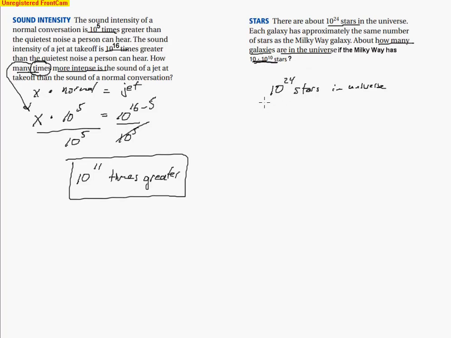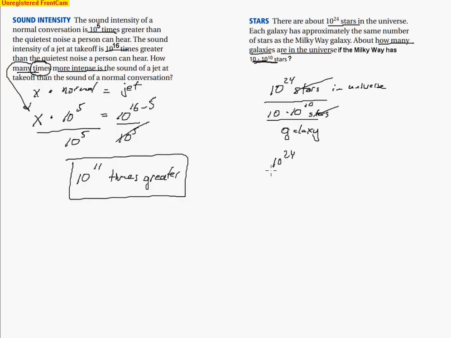So what we're going to end up doing is we're going to cancel out the number of stars, and we're going to end up doing that by dividing by the number of stars there are in the Milky Way. So 10 times 10 to the 10th stars per galaxy. And so what we'll end up doing is canceling out the stars, and that'll leave us with the number of galaxies. And so we end up simplifying this expression first.